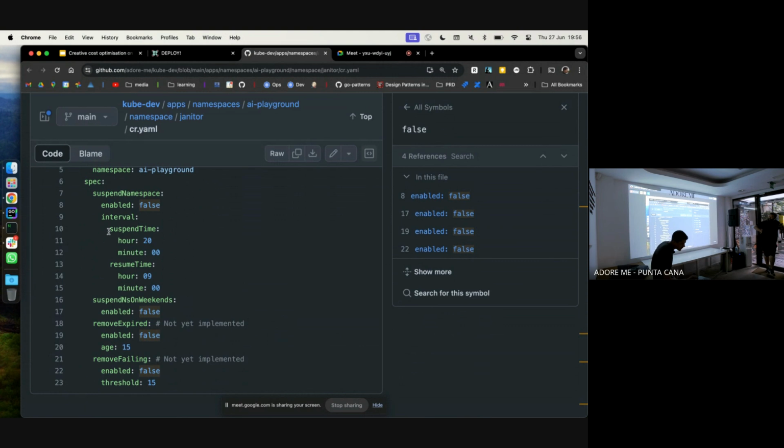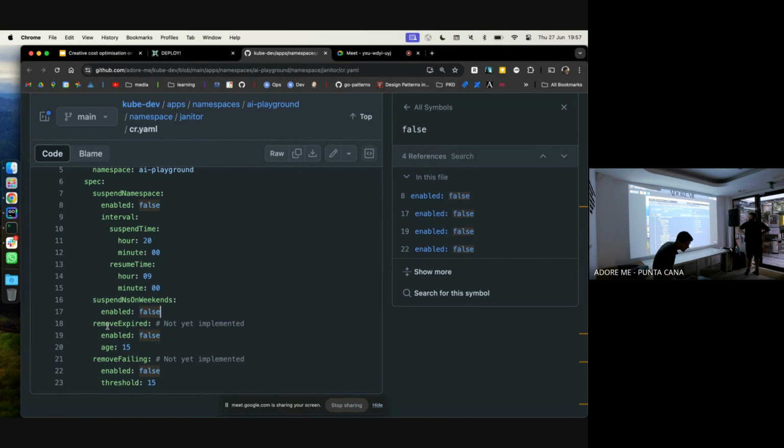You can define your interval for when you need your namespace to be shut down and when you need it to start up. And you also have the option to suspend it on the weekends. So we needed this flexibility because different teams need to expose their namespaces to the outside, to people in the US, and they are on a different schedule. Maybe they will check things on the weekend. So we needed a flexible way for them to manage their dev environments.